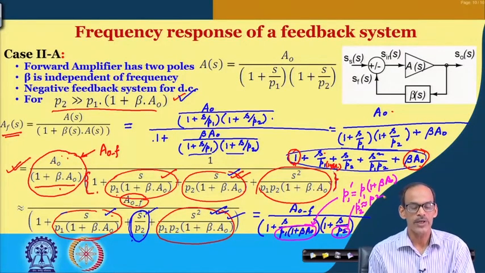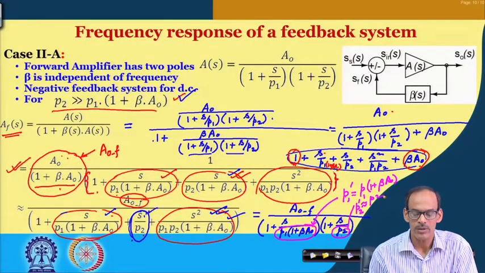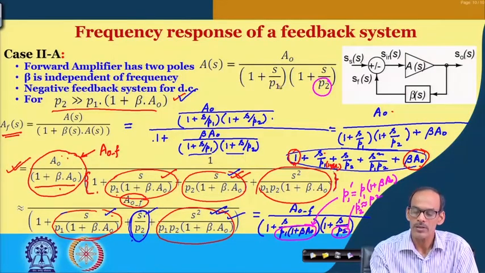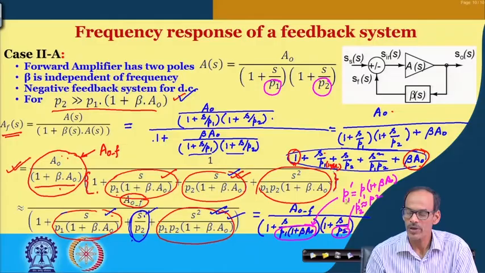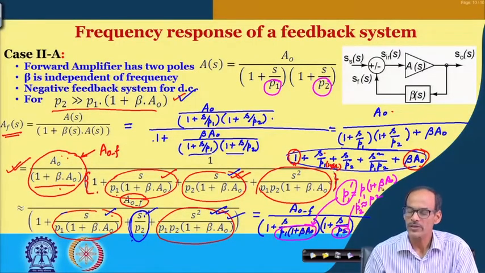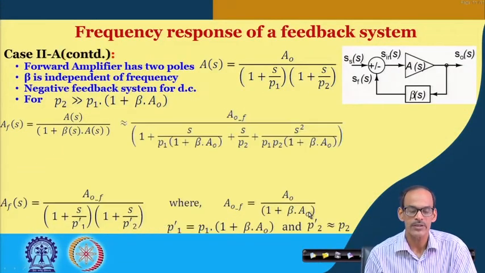So, in summary we can say that AF has two poles, but one of these two poles remains almost the same as the location of the pole of A, while the other pole P 1 dash gets shifted by a factor of 1 plus beta into A naught with respect to the original P 1. So, the conclusion here is in the next slide, what we just now said.